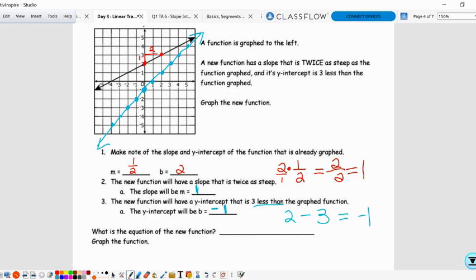What is the equation of the new function? Well, by finding the slope and the intercept, we should be able to write our new equation as y equals, what's our new slope? Our new slope is 1. And what's our y-intercept? It's -1. So we can have this, but we don't need that 1 in front of the x, so you're probably going to see it more like this.